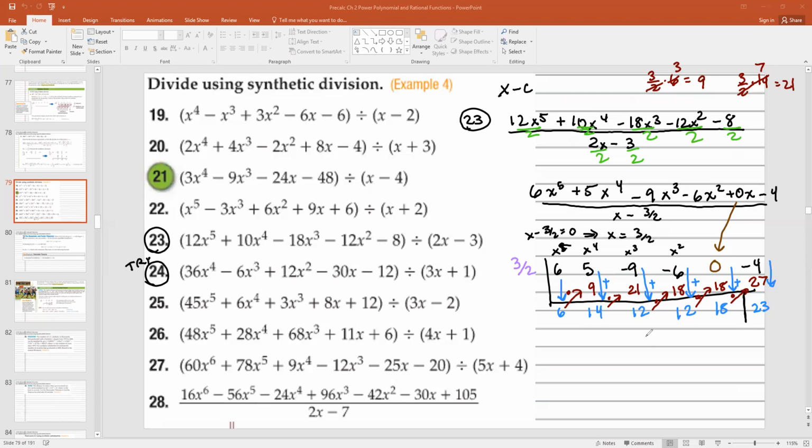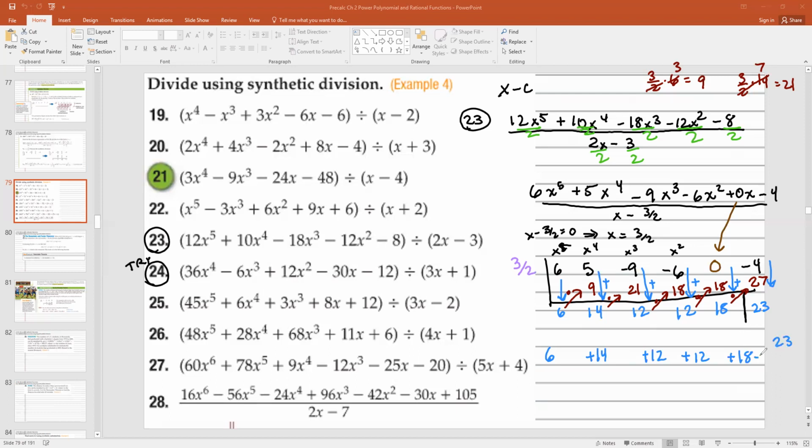All right. So there is our answer. So we're going to put 6, +14, +12, +12, +18, and then we're going to put a 23 here.